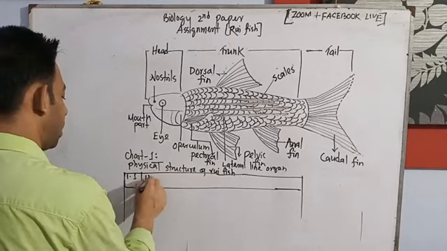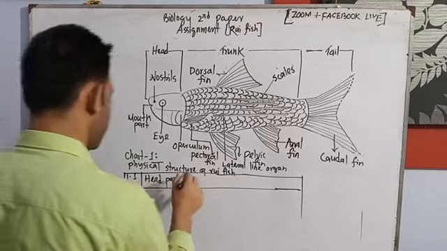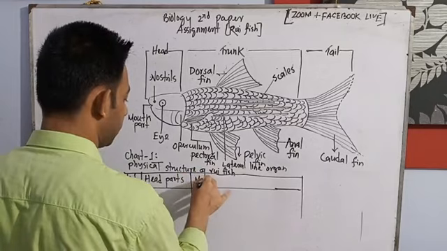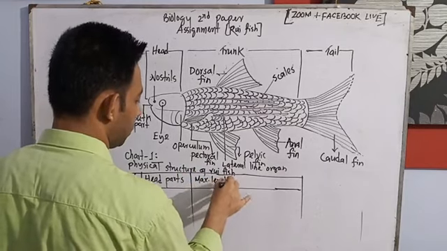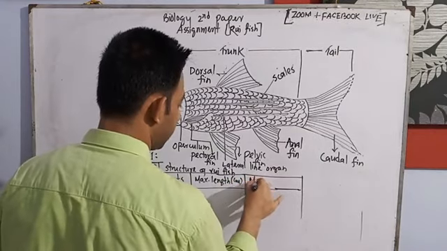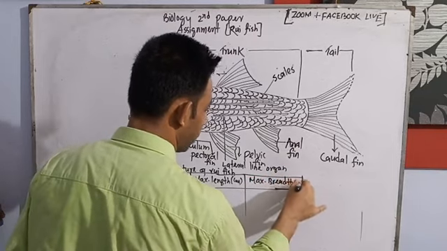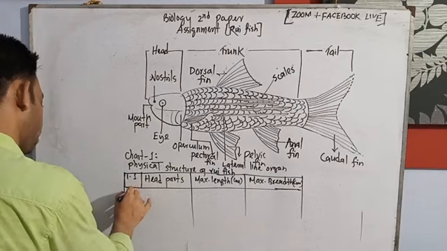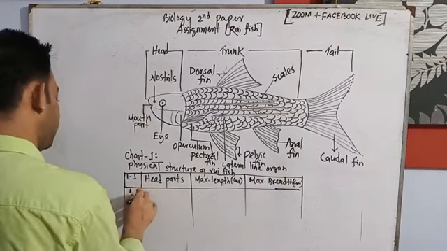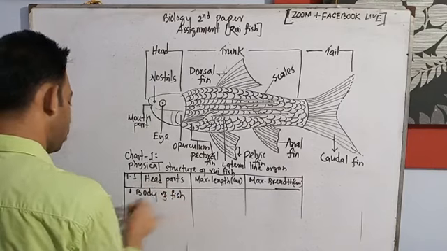So head parts are given there, and then we will put here the maximum length in centimeter, and after that the maximum breadth, which is also counted on the centimeter scale. Simple. So what is the part mentioned here? The first one, what we see, is the body of the fish.